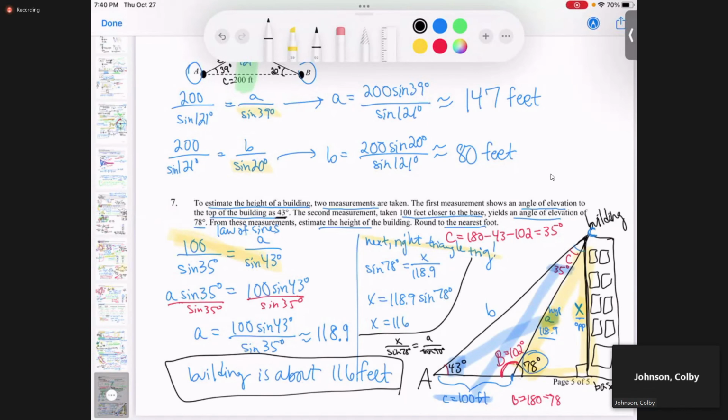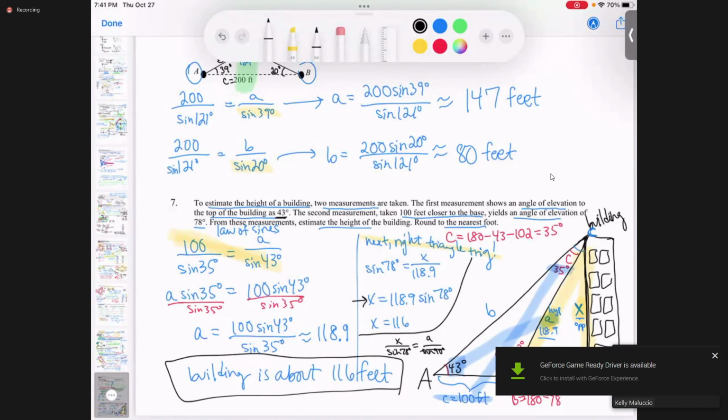If I multiply both sides by sine of 78, I get exactly this: x equals 118.9 times sine of 78. So you can absolutely use it. The law of sines is good for any triangle, but the right triangle trig SOHCAHTOA trick is only good for right triangles. Okay, thank you. Good question though. I had to think about it. You stumped me for a second.